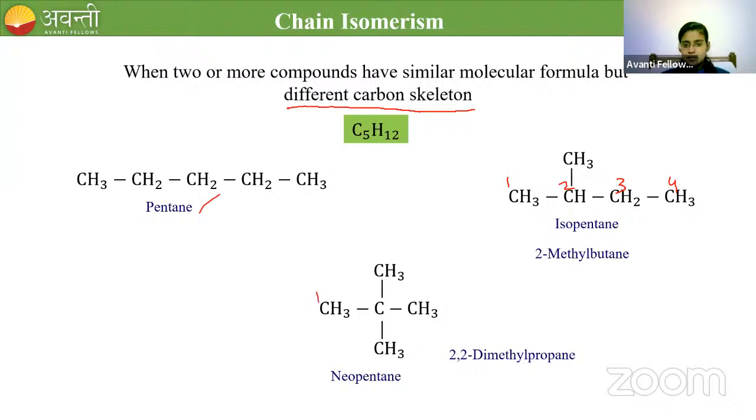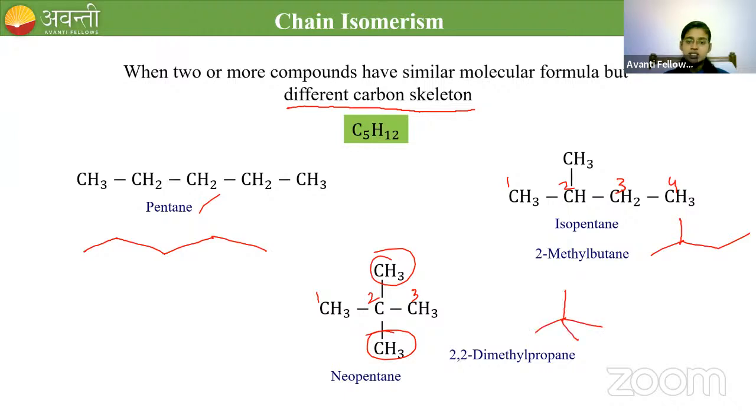This is the parent chain, and to the second carbon, 2 methyl groups are attached. So it is 2,2-dimethylpropane. These are the IUPAC names. The carbon skeleton is different for all these three. Even though all three compounds have same formula, the carbon skeleton for pentane is a straight chain like this. For 2-methylbutane, it is like this. And for 2,2-dimethylpropane, it is like this. Carbon skeleton is different, right? So these compounds come under chain isomerism.